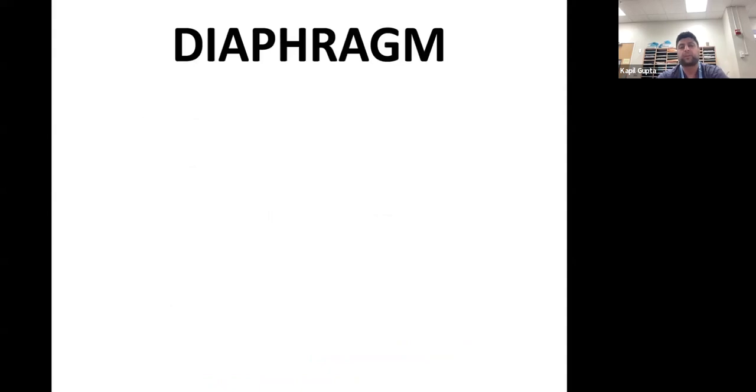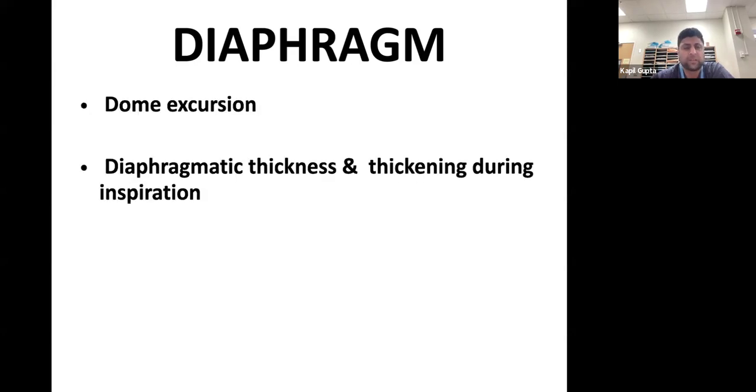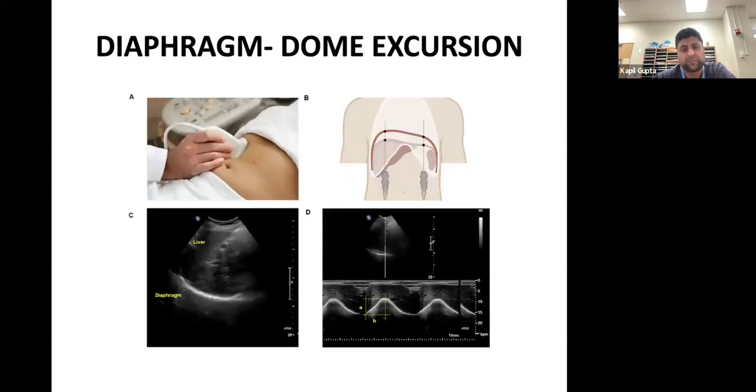So coming down to another important part of my talk, which is about the diaphragm. We can use the diaphragmatic excursion in our day-to-day practice in the ICU to wean our patients, even in the OR sometimes, if you think there might be some diaphragmatic involvement, or after a block like an interscalene block, especially in a patient with some underlying pulmonary pathologies. So what I do is I do two things. One is dome excursion, and the second is dome thickening during inspiration.